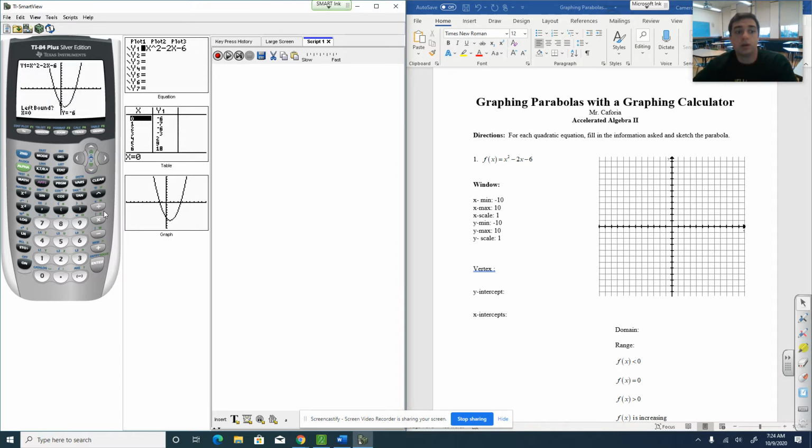Then the calculator is going to ask us for a left bound and a right bound. Basically, what this means is it wants us to pick the left side of where we think our point is, and then the right side of where we think our point is, and then it's going to ask us to guess.